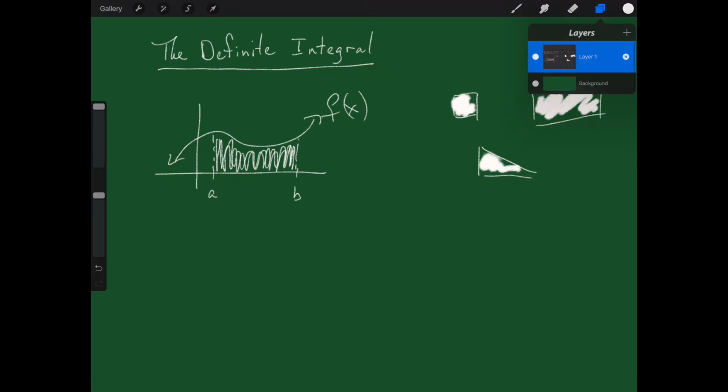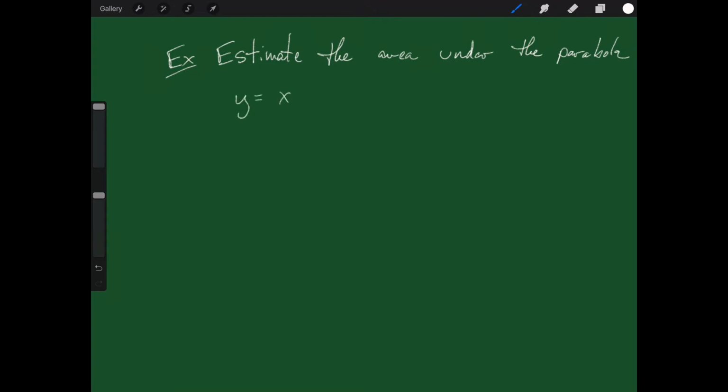And so let's talk a little bit more about that question. So let's say we want to do the following. So here's a little example for us. Let's say we want to estimate the area under the parabola y equals x squared on the closed interval from 0 to 1.